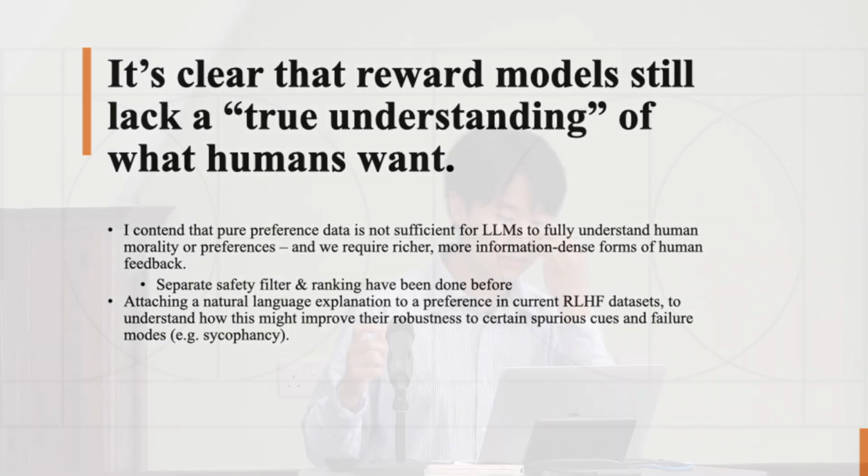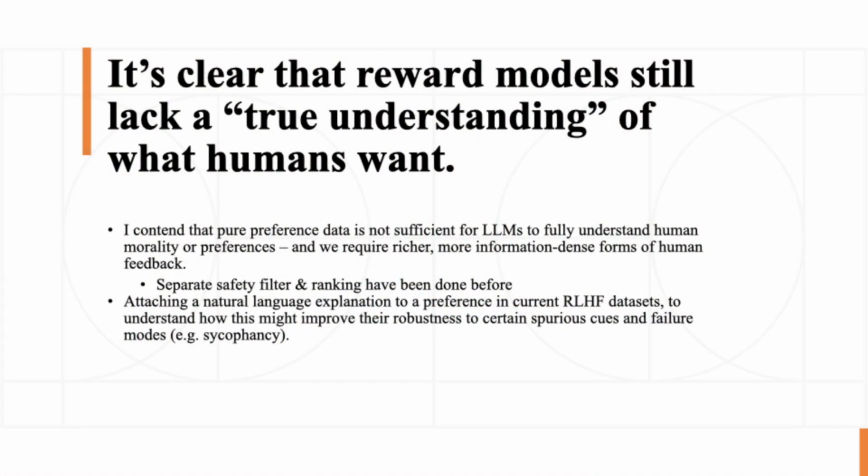I think Llama 2 uses a separate safety ranking, a separate safety score, and ranking of various prompts, which is richer than the pure preference pairs. And I think a lot of my idea was, what if you attach a natural language explanation to a preference in the current RLHF data set? We literally just explain to the model what we want. Would that improve robustness? Would that make it so that certain spurious cues aren't picked up?